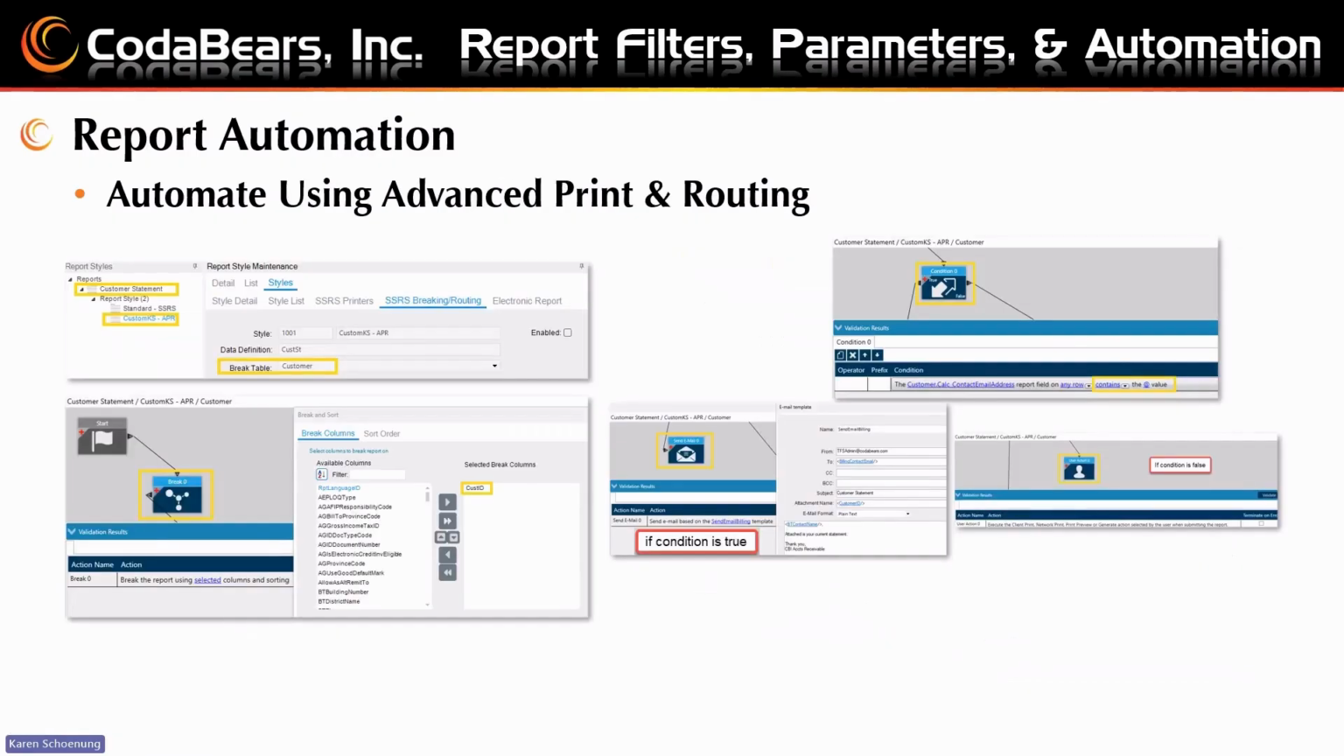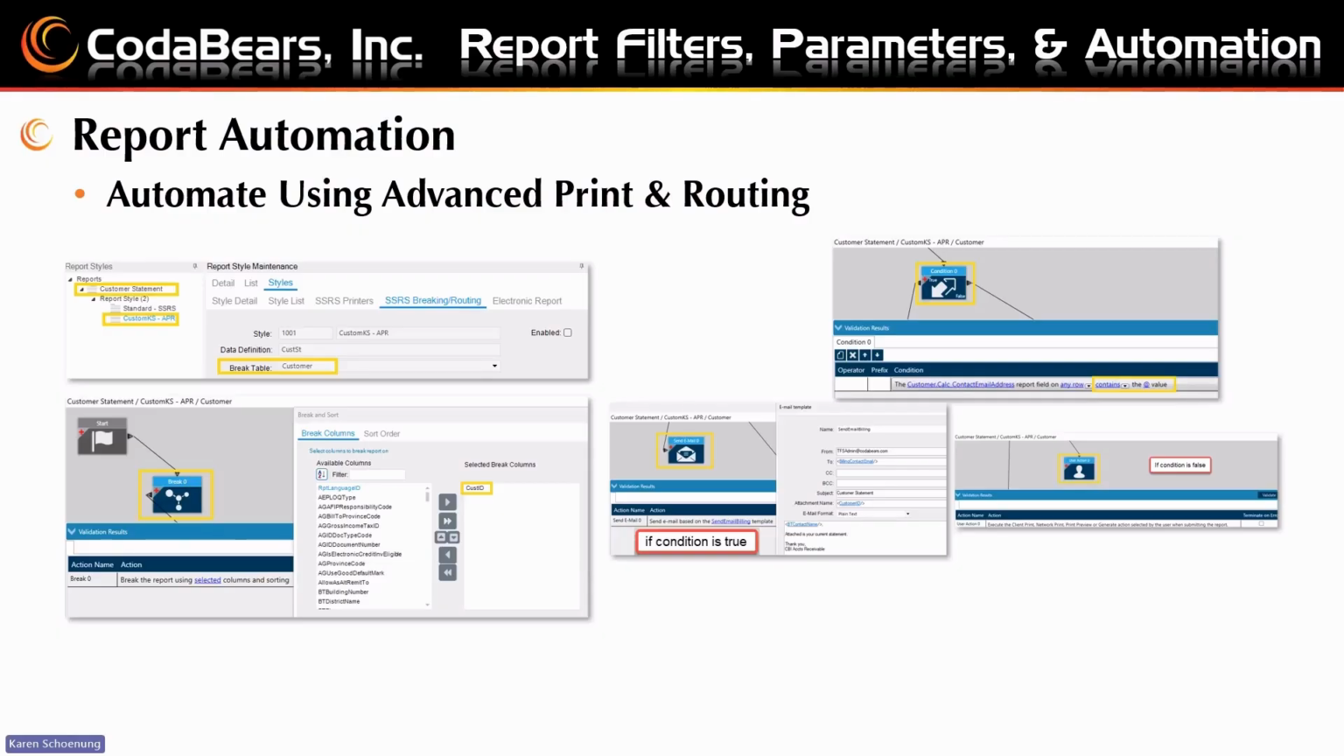The next type of report automation we're going to talk about is using advanced print and routing. So if you have the license for advanced print and routing, you can add an SSRS breaking and routing option to your SSRS reports. The option may not be available in Kinetic.